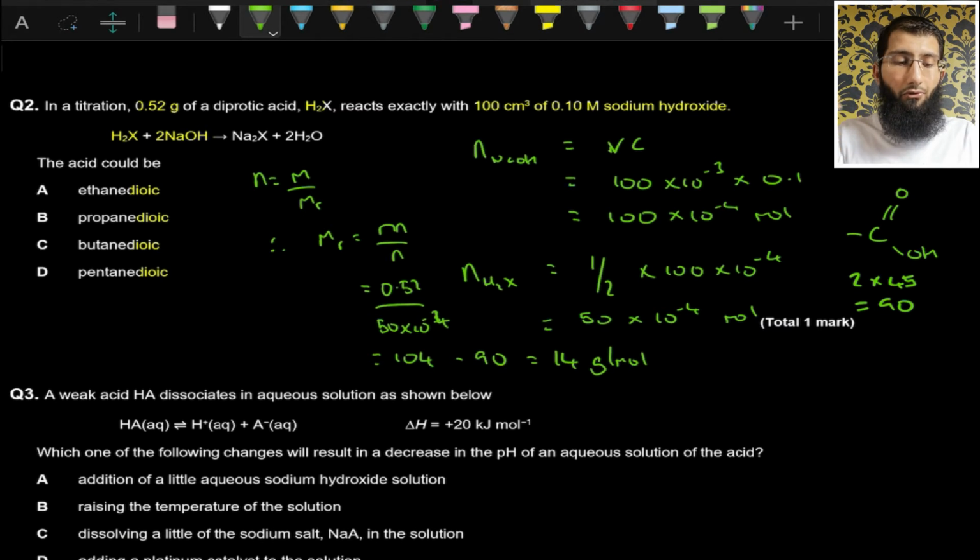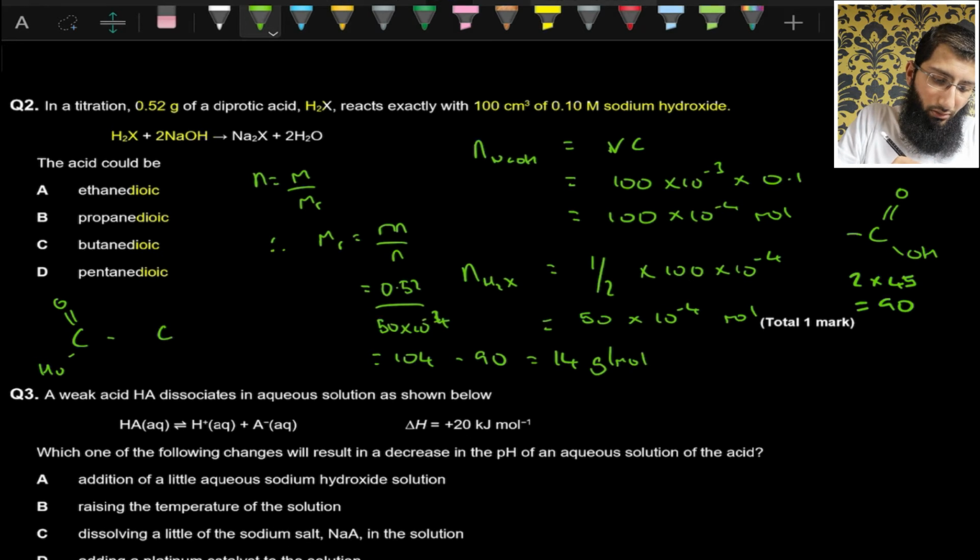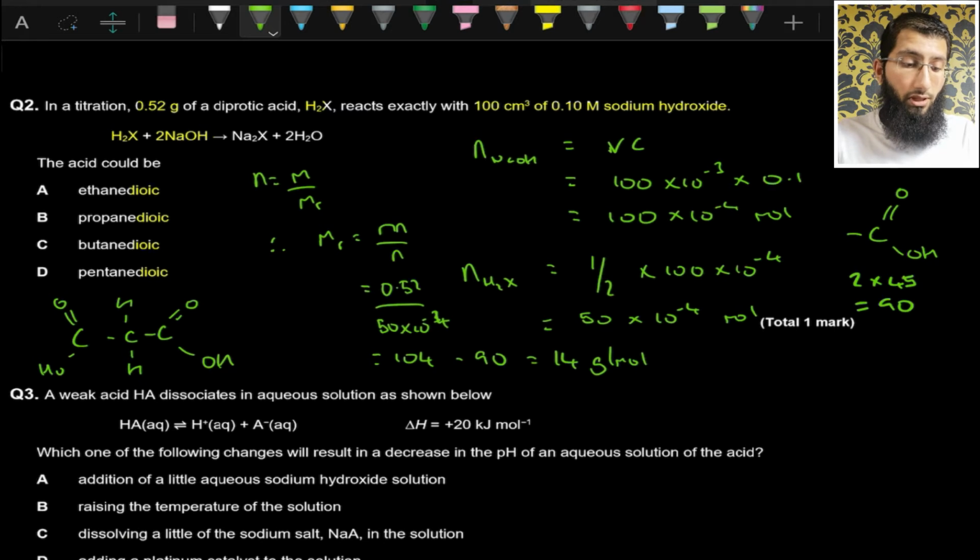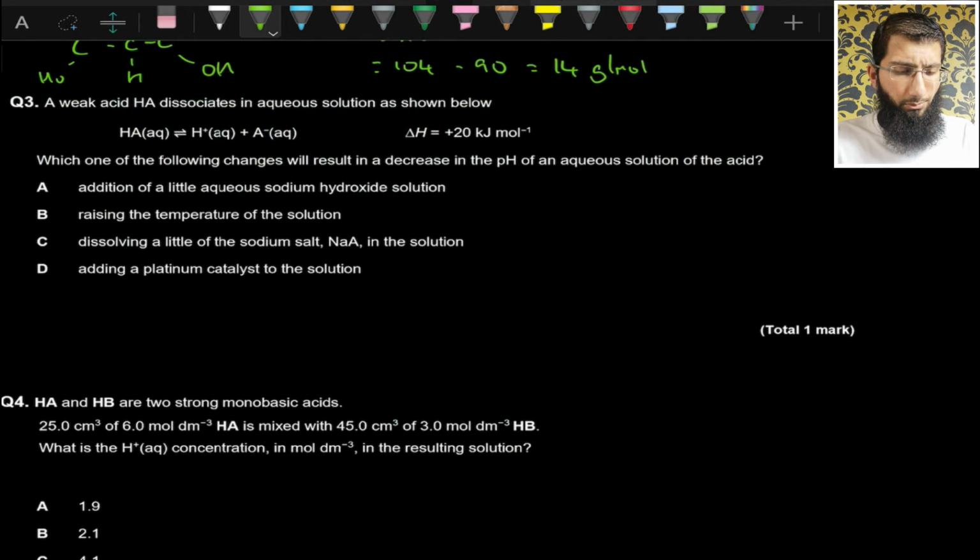So out of these, which one is it going to be? Well, we need to identify that if we've got two carboxylic acids, both of which together have a Mr of 90, the only possible option is if we've got a carbon in between them with two hydrogens. So we've got 3 carbons in total. So that's going to be propanedioic acid. So it's going to be B for that one.